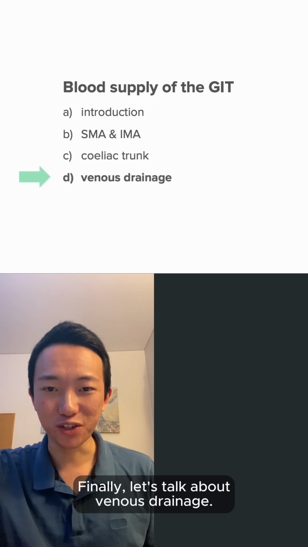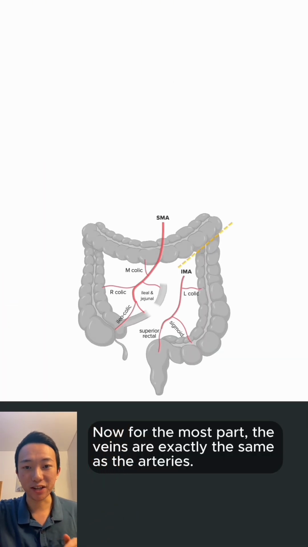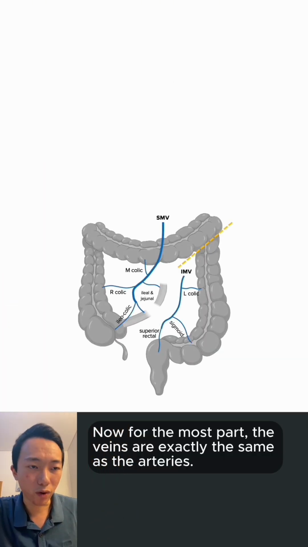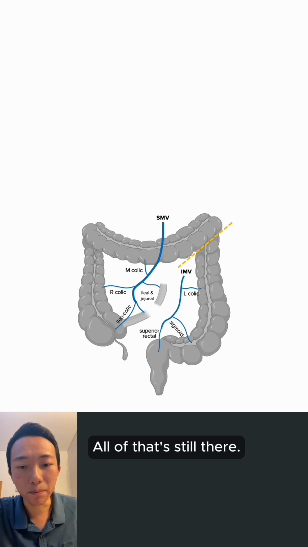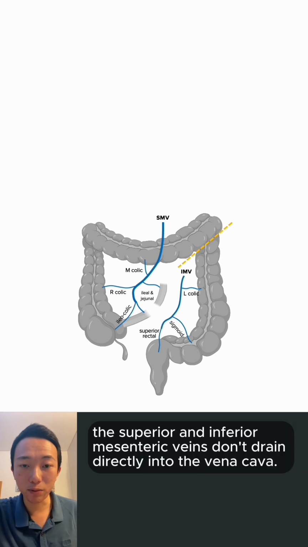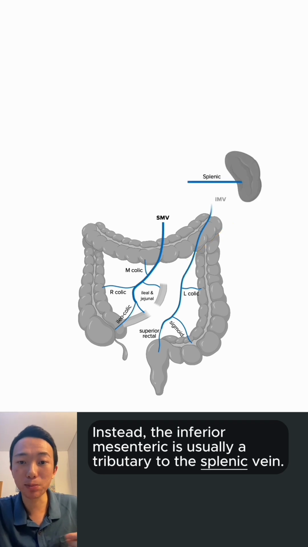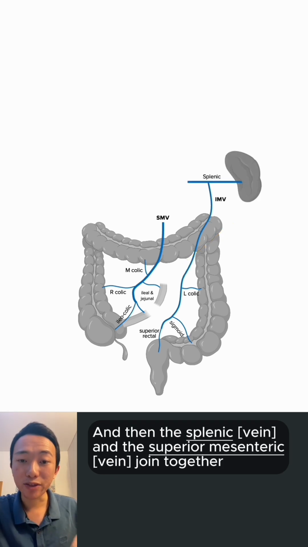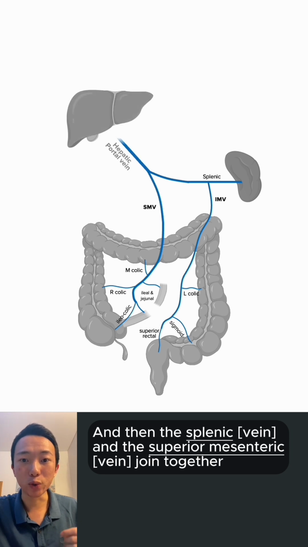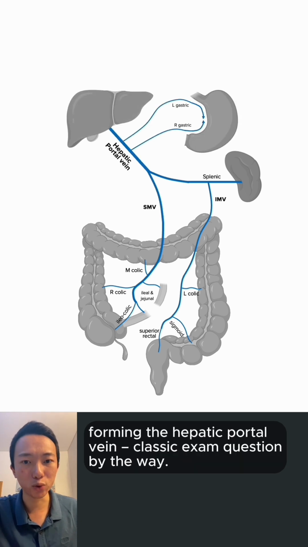Finally, let's talk about venous drainage. Now, for the most part, the veins are exactly the same as the arteries. The right colic, middle colic, all of that's still there. But the superior and inferior mesenteric veins don't drain directly into the vena cava. Instead, the inferior mesenteric is usually a tributary to the splenic vein, and then the splenic and the superior mesenteric join together, forming the hepatic portal vein.